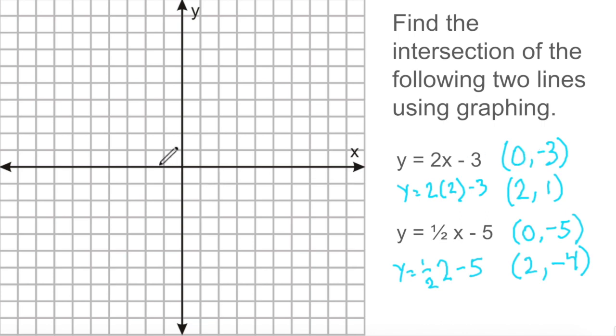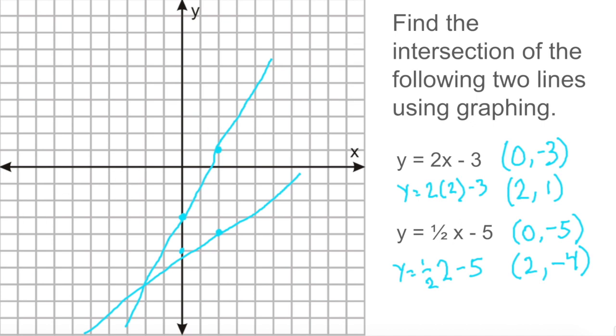So (0, -3) is right here. That's the first point. (2, 1) is right there. Okay, and then we'll connect those. It's about as straight as I can make it. And then (0, -5) is here. And (2, -4) is right here. So that is our second line, which is going to look like that.